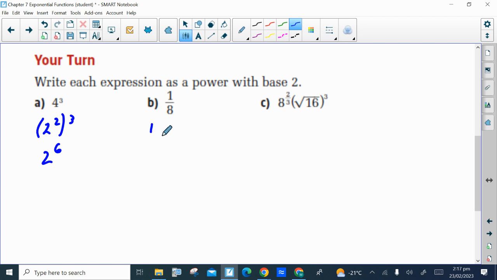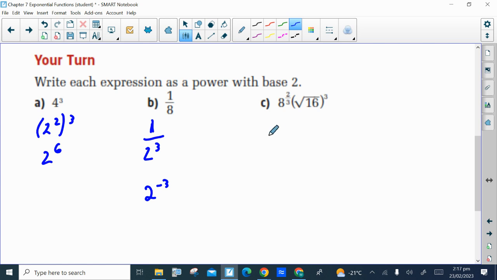Question B, 1 over 8. The 8 can be written as 2 cubed. And this really isn't a power of 2 right now, because it's 1 over a power of 2. So what we would do is move the 2 up to the top, which would change the exponent to negative. So now it's written as a power with a base of 2. 2 to the negative 3.